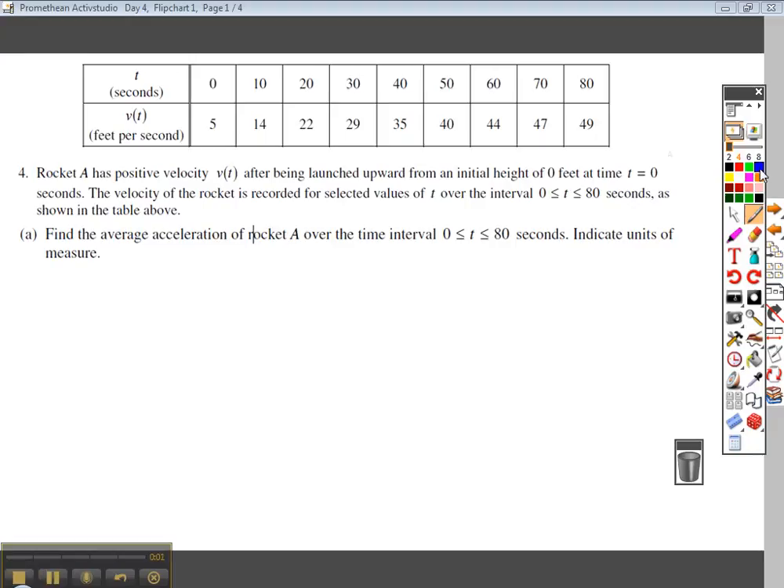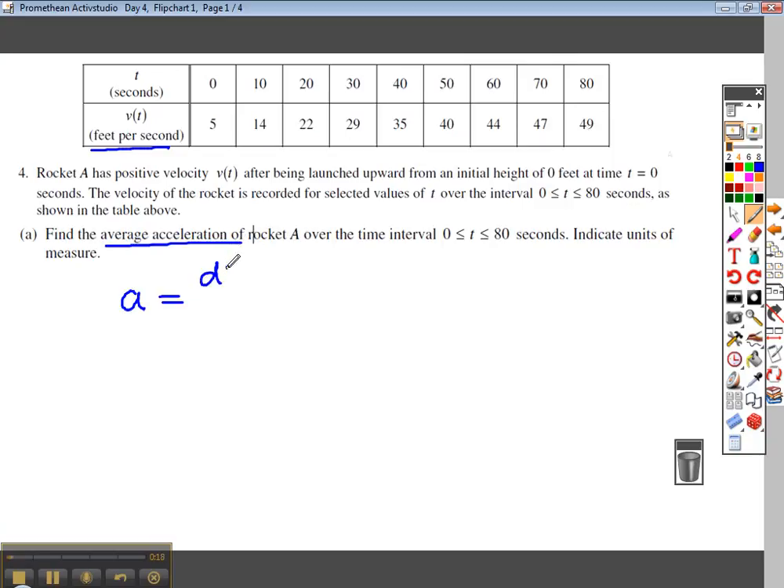Here's the situation. We're given the speed of a rocket, or the velocity in feet per second. So in other words, at 0 seconds, it's at 5 feet per second. At 80 seconds, it's at 49 feet per second. The first part says find the average acceleration.